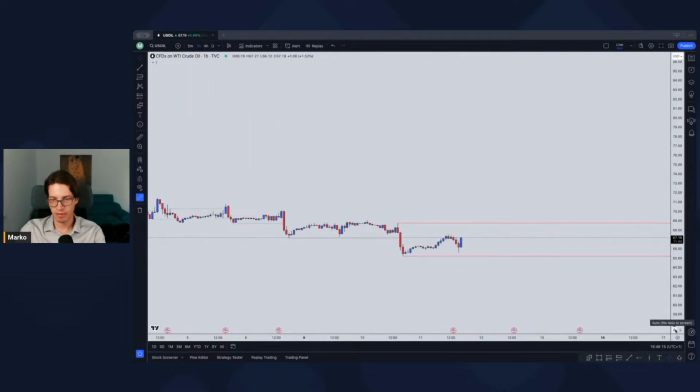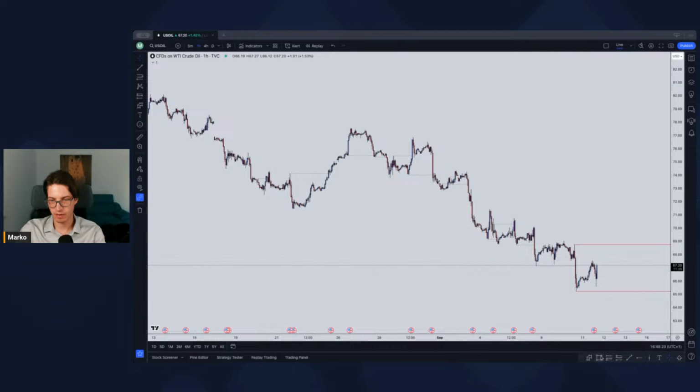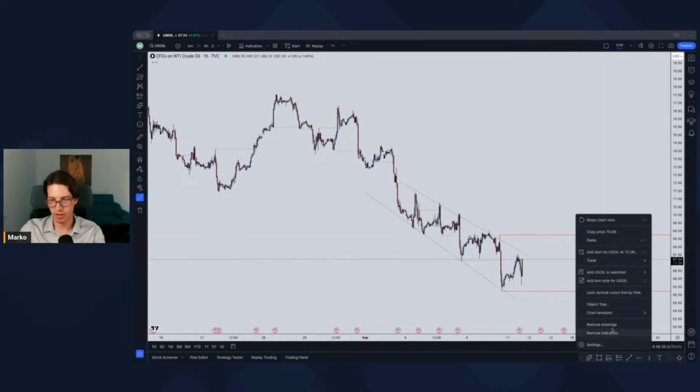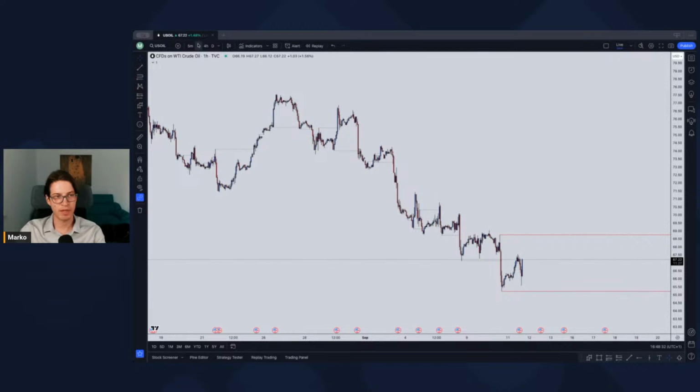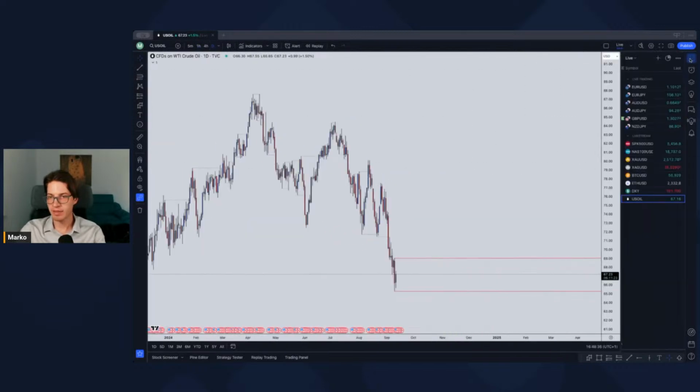1 hour, it's moving in a channel. A very clean channel, if I may add. Pretty clean channel right here. So very interesting for US oil. But in my personal opinion, this is bearish. US oil is bearish. And that's about it for all of the instruments on my list.